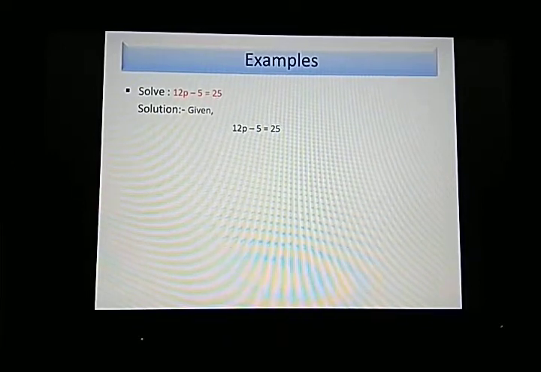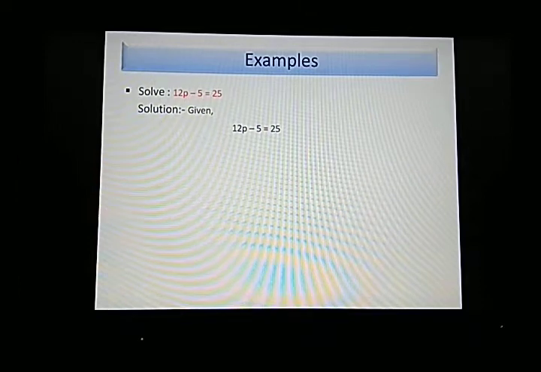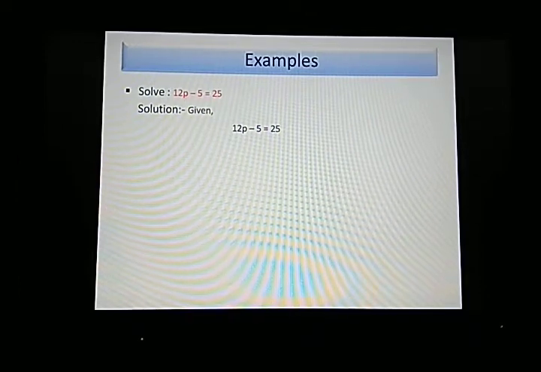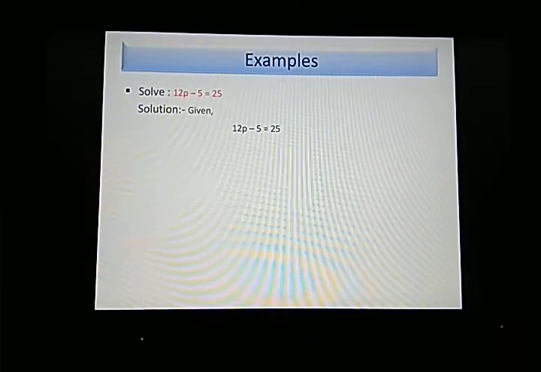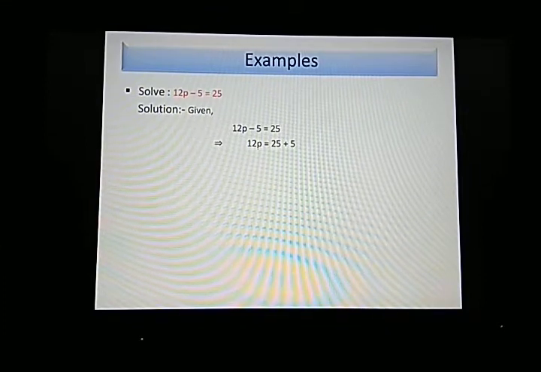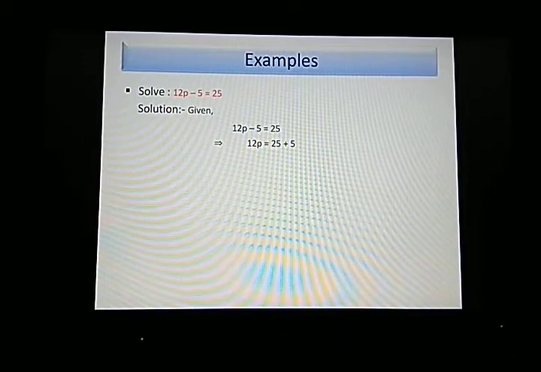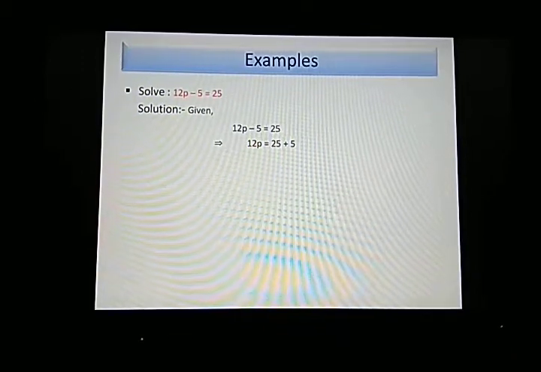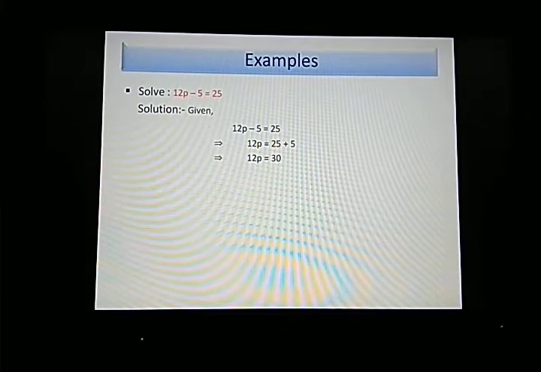Now we already know what is transposing, that is changing the sides from the left hand side to the right hand side and from the right hand side to the left hand side. So that process is called transposing. So here first of all what we will transpose? We will transpose minus 5 onto the right hand side. So if we do that, it will become plus 5. So now it becomes 12p is equal to 25 plus 5. Next thing what we'll do is that now we will add, 25 plus 5 is 30. So we get 12p is equal to 30.